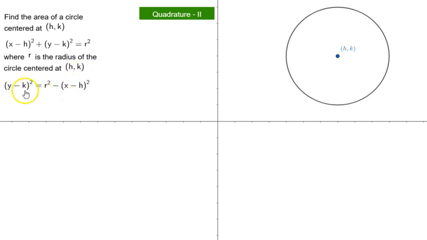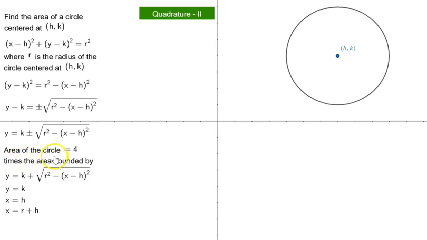Let's rearrange the terms. y minus k square is equal to r square minus x minus h square. Taking the square root on both sides, we get y minus k is equal to plus or minus square root of r square minus x minus h square. So here, the plus sign would be applicable for the top half circle, that is a semicircle on the top side. And the negative sign will be applicable for the bottom semicircle. The k we take to the other side. We get y is equal to k plus or minus square root of r square minus x minus h square.